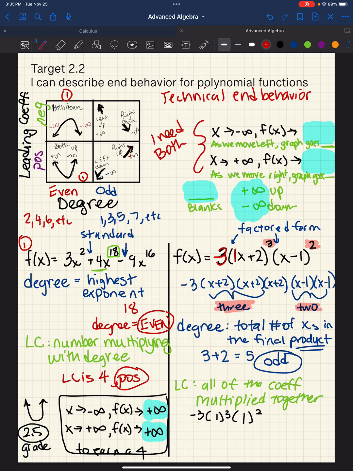So 2 is our constant. And then I have this x again. So they're the number multiplying with our degree here, just like our previous definition. And so we have those 2 ones that I have down here. So 1 we don't really care about. So our leading coefficient is negative 3. And that's probably how it would pop up too. It's just whatever number is in front. So our leading coefficient is negative.